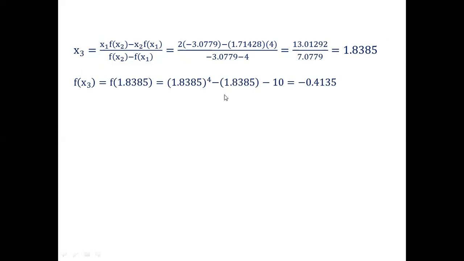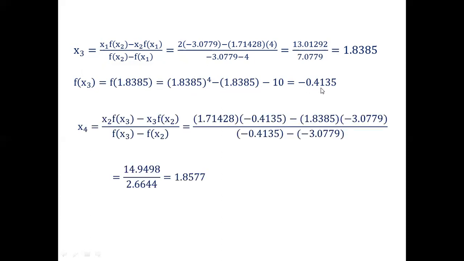f of x3 is f of 1.8385. x power 4 minus x minus 10, that is 1.8385 whole power 4 minus 1.8385 minus 10, which is equal to minus 0.4135. Then find f of x4.